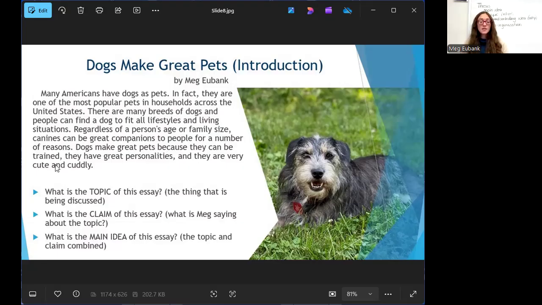And then you'll see that there are 3 reasons listed. They can be trained. They have great personalities, and they're very cute and cuddly. So there's 3 things that I am talking about here. Now, if I am familiar with the typical structure of an introduction, I might notice a few things about this introduction.